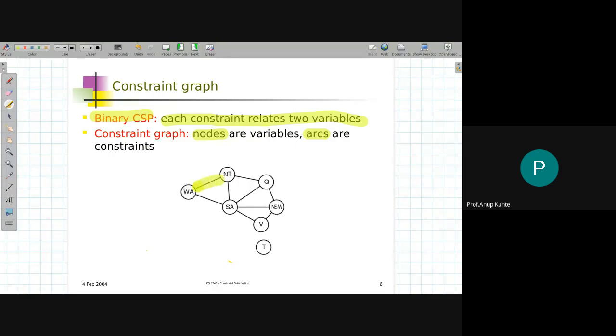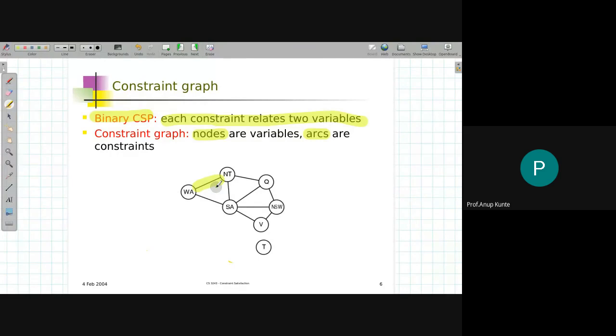ये arc मुझे बता रहा है क्योंकि WA और NT connected हैं इस graph में, constraint graph में, they are connected means they must possess different colors. That is what this particular graph tells us. So if I draw a constraint graph, I get to know a bit about what type of constraints we are having in the problem. Are they unary? Are they binary? Are they ternary? Are they n-ary? What kind of constraints are there? And based on that, I can choose a respective solution technique.